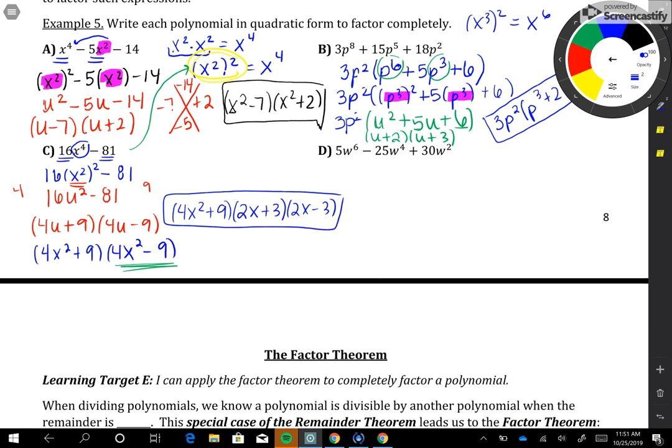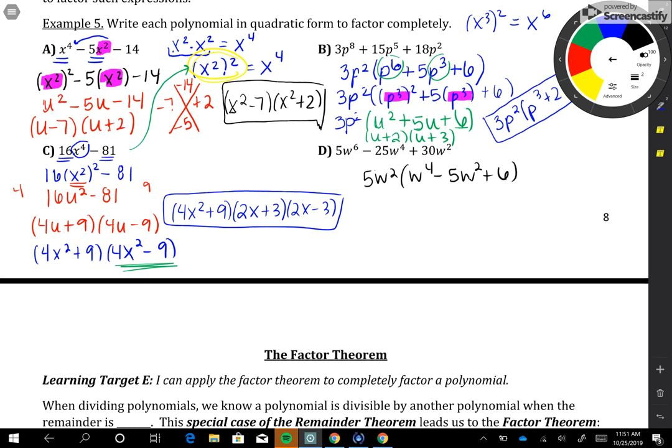Okay, last one. 5w to the 6th minus 25w to the 4th plus 30w squared. Okay, what can I take out of each of those? I can definitely take a 5 out, and I could take w squared out. So that will leave us with w to the 4th minus 5w squared plus 6. 5w squared, excuse me. I only took 2 out.